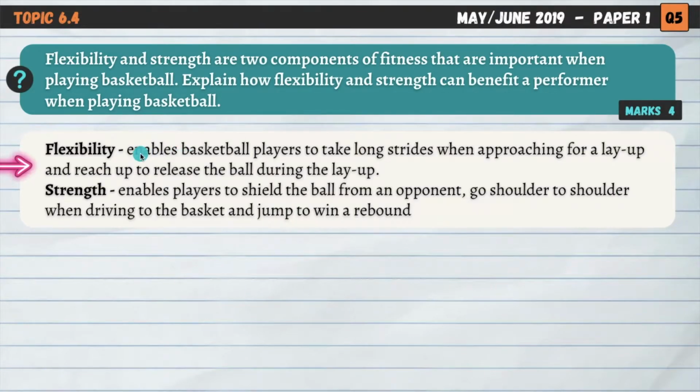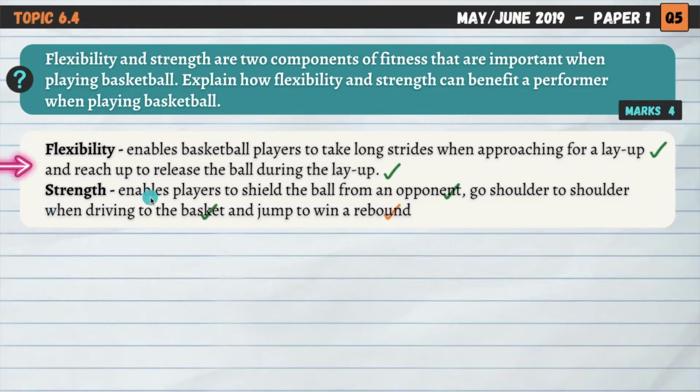Okay, flexibility. It enables basketball players to take long strides when approaching for a layup. We need flexibility at the hip joint there in order to take the long strides necessary to get as close to the hoop as possible when laying up, and to reach up to release the ball during the layup. So reaching up at the shoulder, that requires some flexibility there as well. Now I've provided two different examples here because this one is worth 4 marks, which means we're going to need to provide 2 examples for flexibility and 2 for strength.